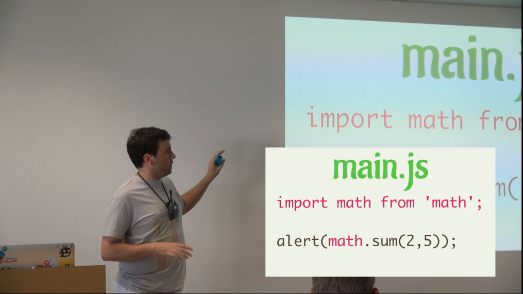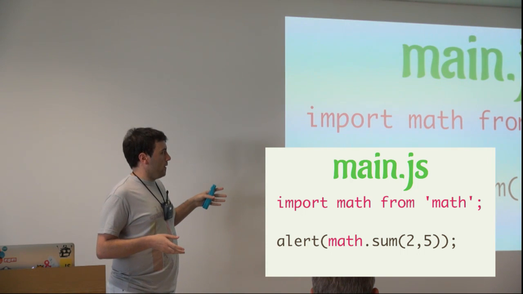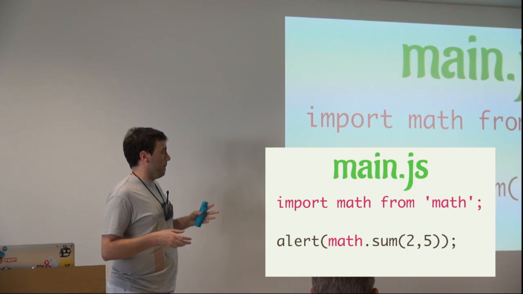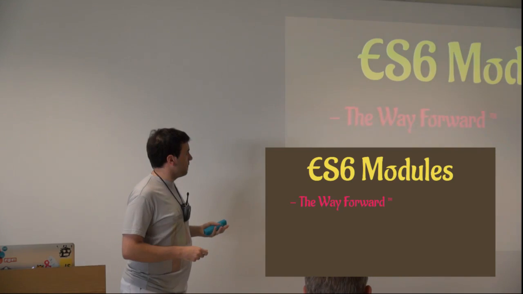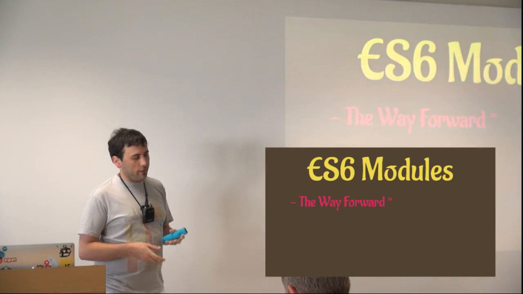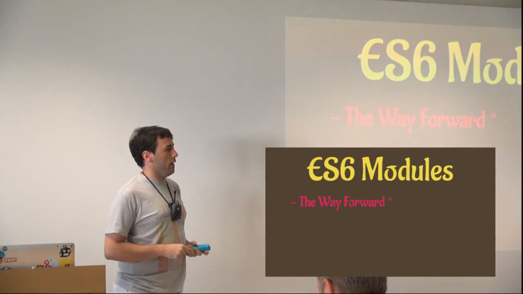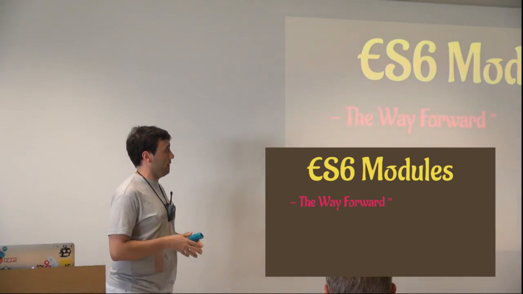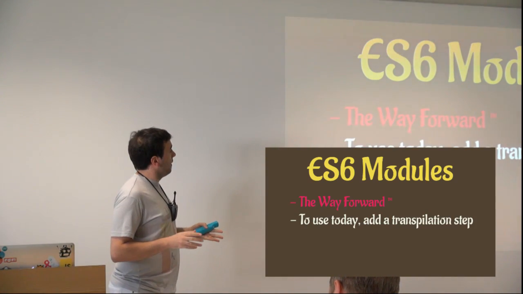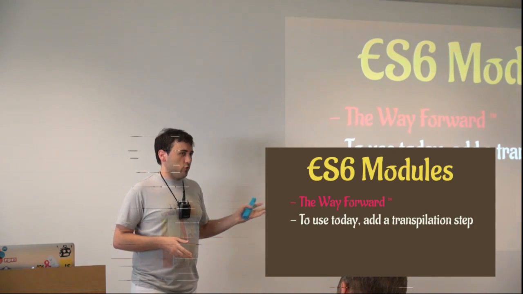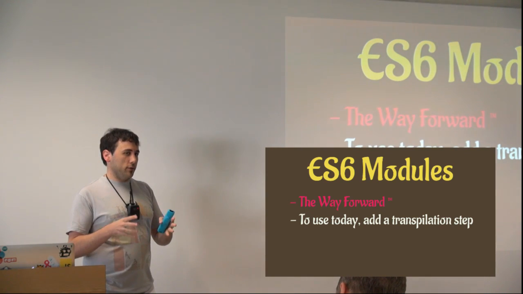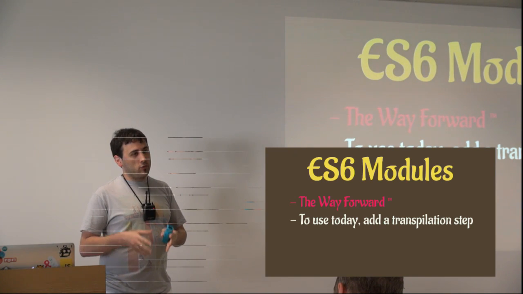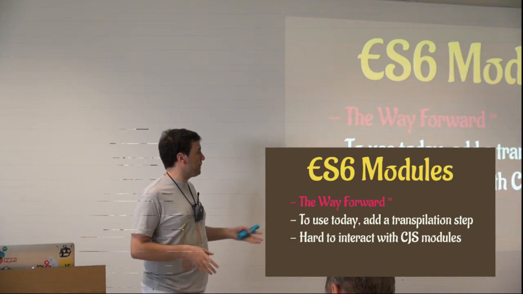And the reason why you have to use import and not var is mostly because of backward compatibility with parsers. So ES6 modules are kind of the way forward in that they're probably going to be used in the future by pretty much everyone, hopefully. But to use it today, you need to add a transpilation step that's able to compile those ES6 modules down to ES5, ES3, something that runs on browsers that are in use today.